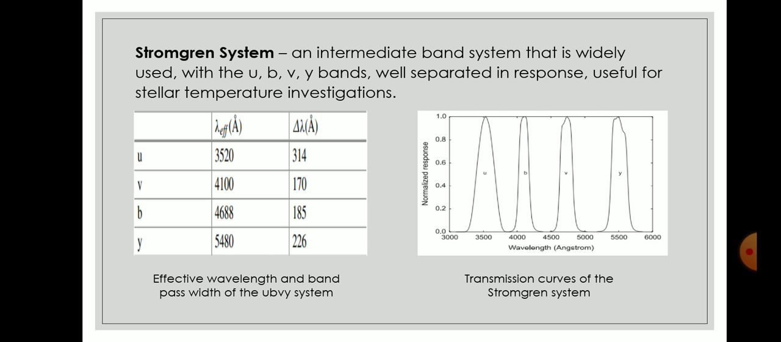The intermediate band systems have been devised to overcome the overlap of the bands associated with the broadband systems. The most widely used among them is the Strömgren system, with the uvby bands well separated in response, useful for stellar temperature investigations. We have the transmission curves reported here in the figure, with the effective wavelength and bandpass width of the uvby system.